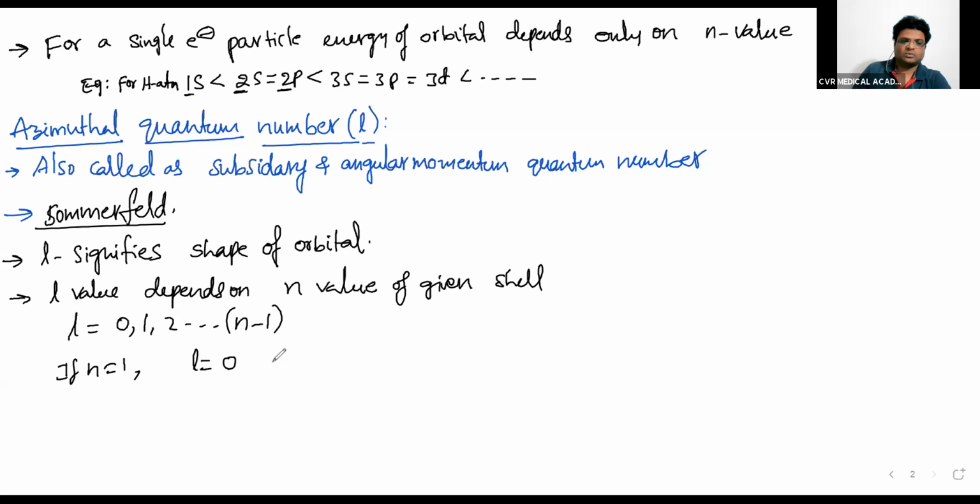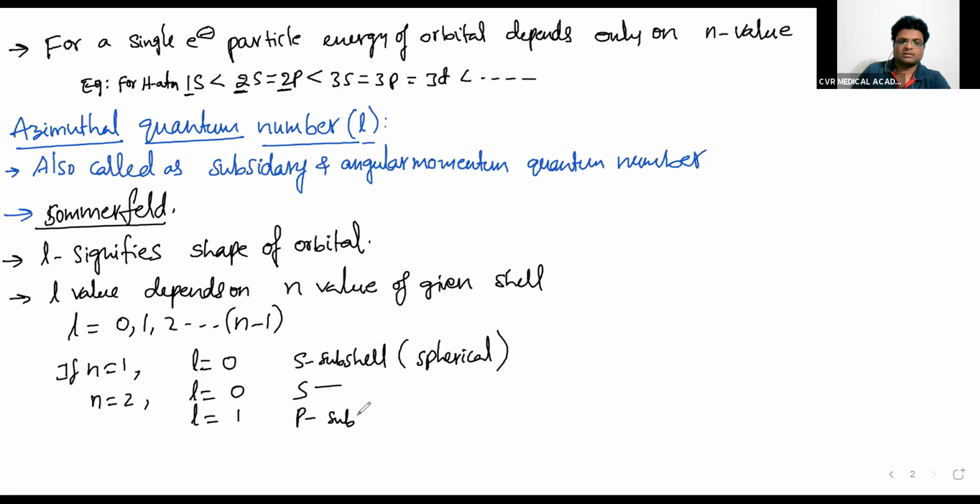L value 0 corresponds to the s subshell, which has a spherically symmetric structure. If n is equal to 2, the possible L values are 0 and 1. L equal to 0 is again the s subshell, and L equal to 1 is the p subshell. For the p orbital, the shape is dumbbell, as you know.